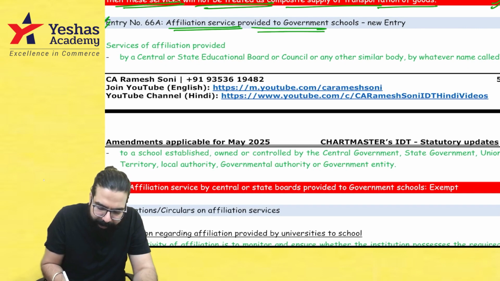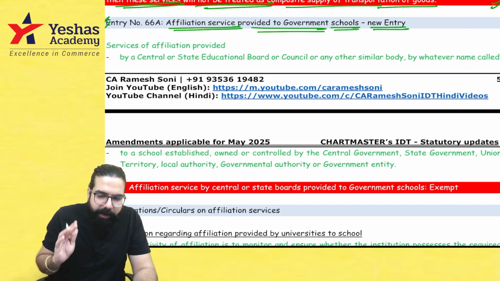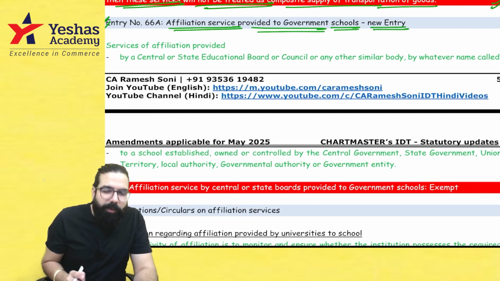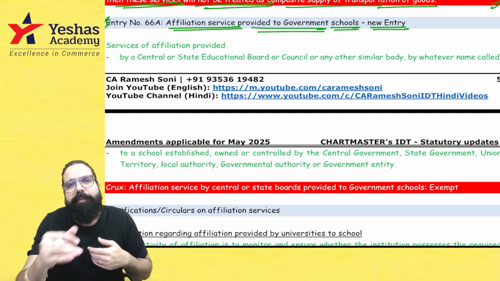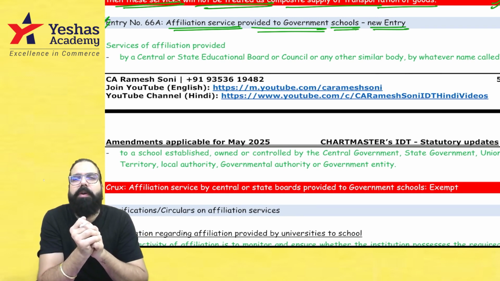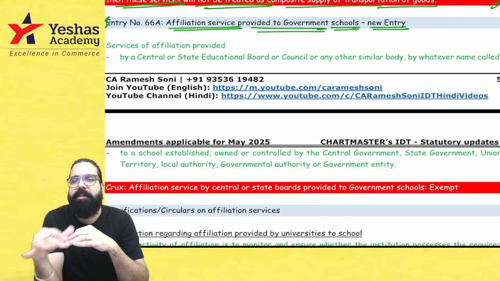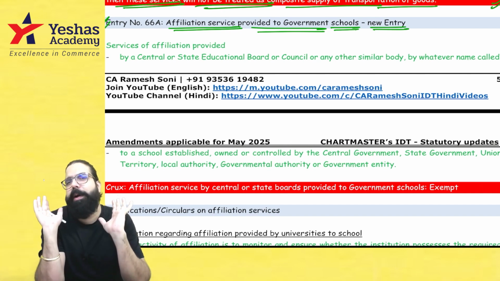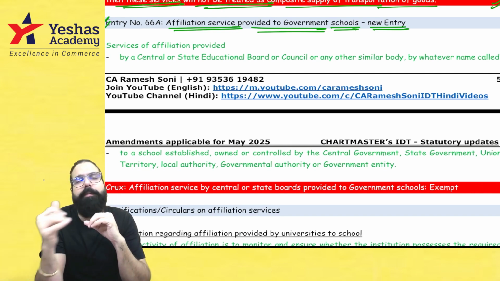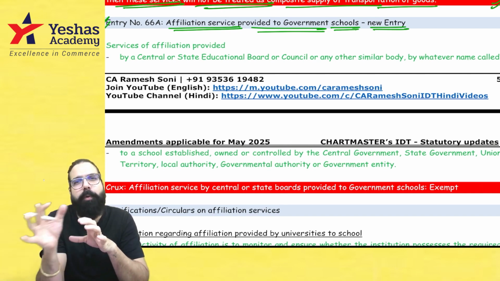Affiliation service provided to government school, a new entry has been inserted. All the central boards, state boards, CBSE, etc. go ahead and give affiliation, saying your school's infrastructure is good, teachers are there, so we'll affiliate you under us. Now you can provide the CBSE curriculum in your school. Like that, affiliation services are provided by CBSE, state boards, etc.